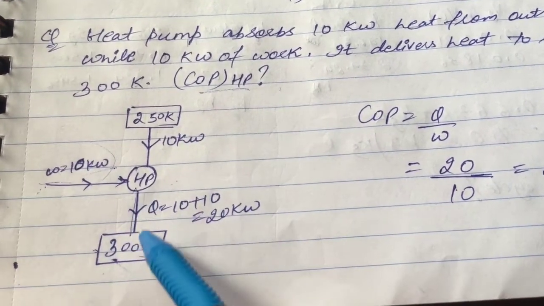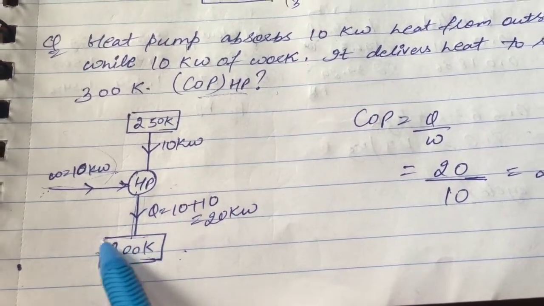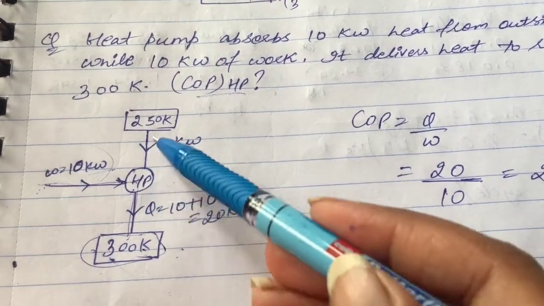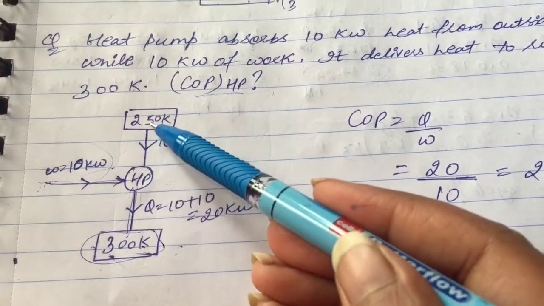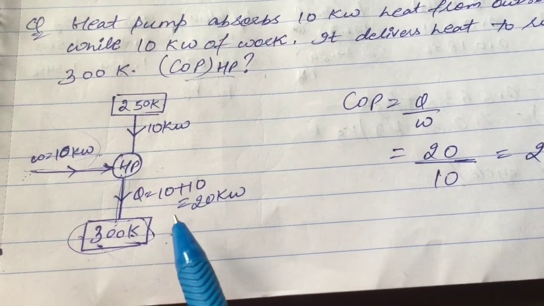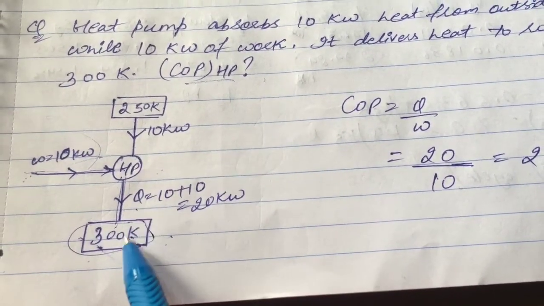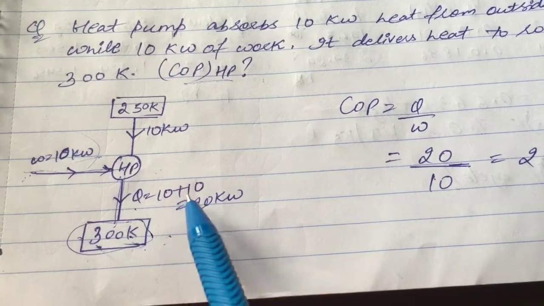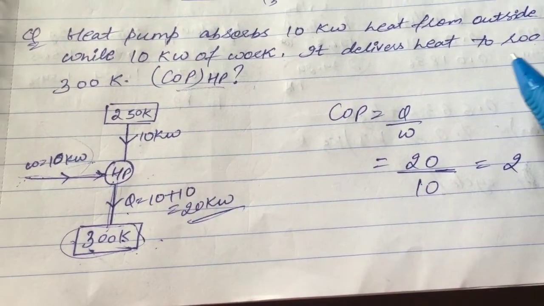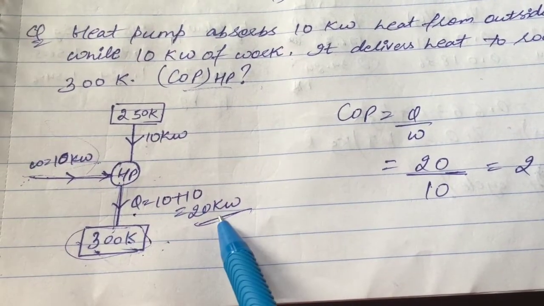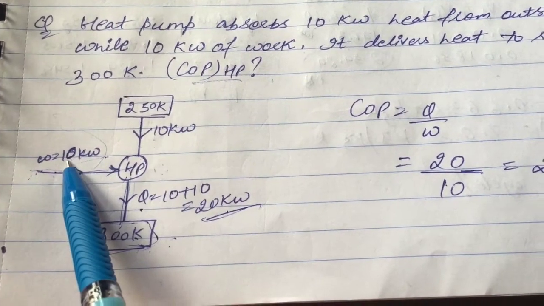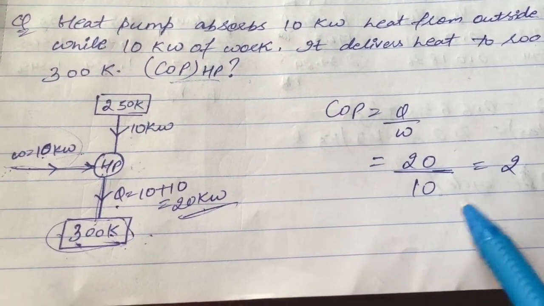total Q which is coming to 300 Kelvin reservoir would be this Q plus this Q coming from the low temperature reservoir. So adding this we get our total Q for 300 Kelvin reservoir, which is 10 plus 10 comes out to be 20. So COP is Q by W. So Q is 20 kilowatt and work which is being provided to heat pump is 10. So COP would be 20 by 10, which is 2.